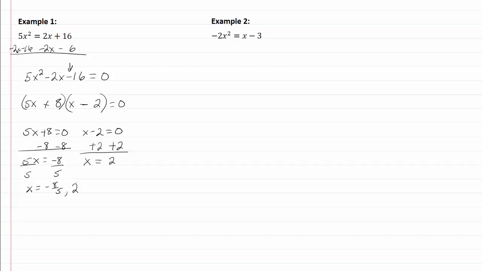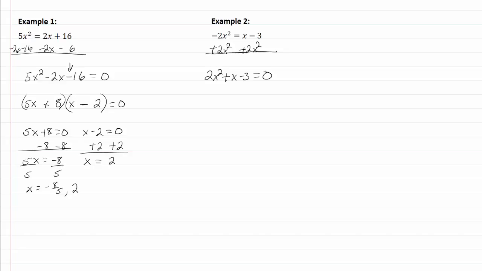Let's take a look at example 2. Well, since this is negative, I'm going to move this over to the other side. Leaves me one less thing to move, and it'll make that positive. So I'm going to add 2x squared to both sides. Do not forget to put it in descending order. We're going to get 2x squared plus x minus 3 equal to 0.